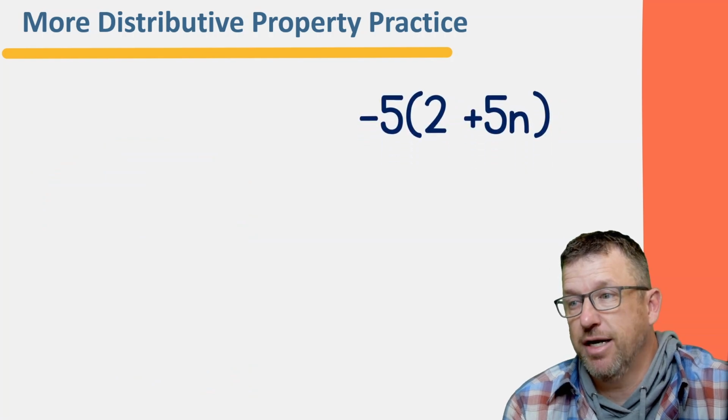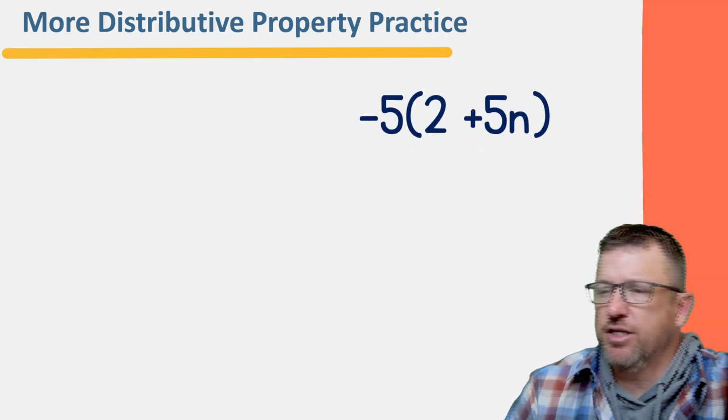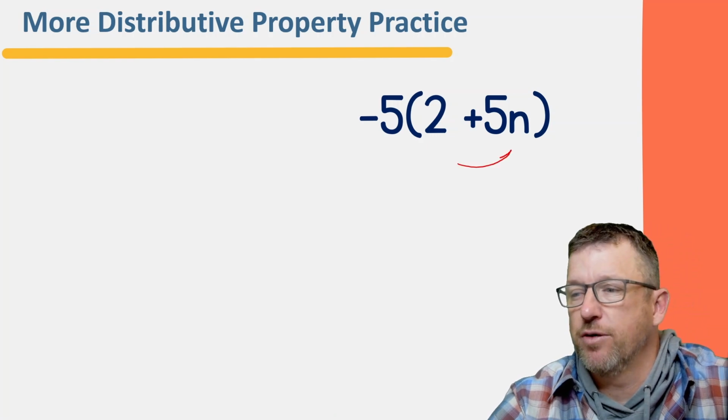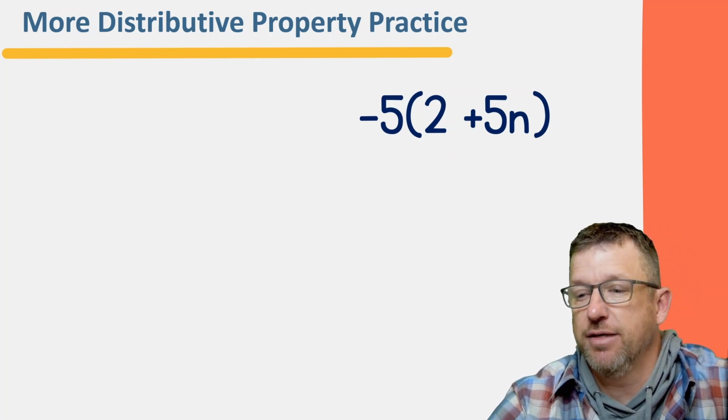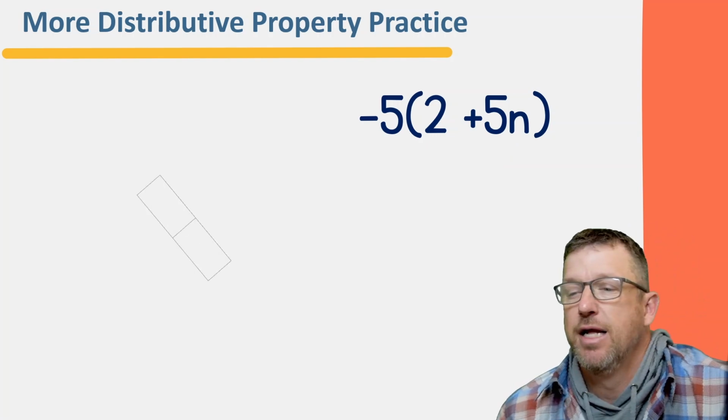Let's try another one. All right, now we've got negative 5 times 2 plus 5n. The reason I did this one is I just put them in a different order on the inside. That changes nothing. You just multiply them the way you see them, okay? Let's set up our area model.